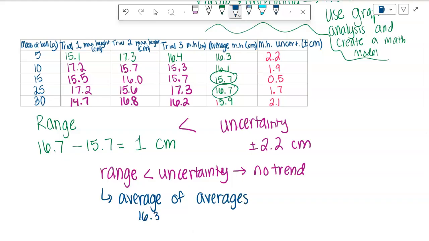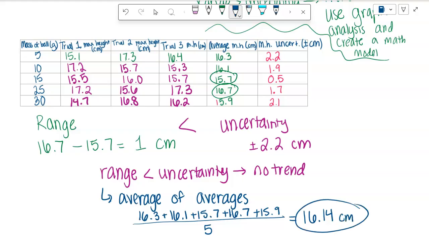So I'll do my 16.3 plus 16.1 plus 15.7 plus 16.7 plus 15.9. There are 1, 2, 3, 4, 5 numbers here, so I'll divide by 5. Go ahead, put that in my calculator, if you want to practice this with me. And I end up getting an average of about 16.14 centimeters. Okay? When I'm reporting this value, I do want to make sure that I'm also including that plus or minus 2.2 centimeter uncertainty.